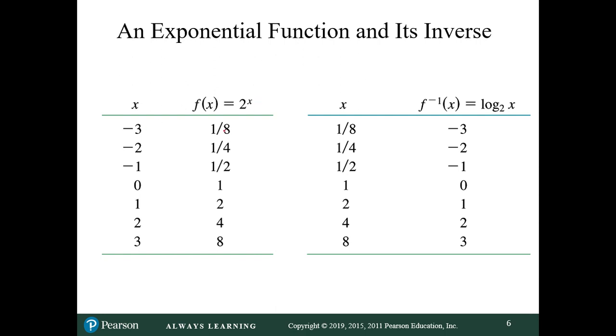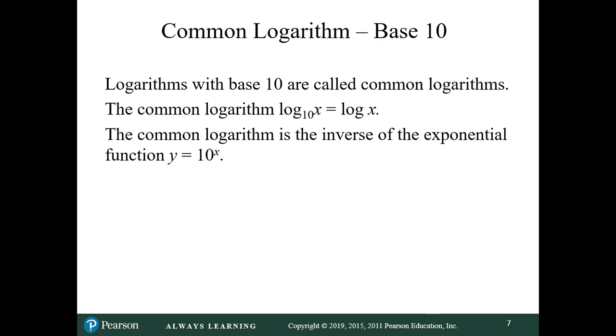So 2 to the negative third power is 1/8. 2 to the negative second is 1/4. 2 to the negative first is 1/2. 2 to the 0 is 1, and so on. So if you do log base 2 of x, it's the inverse of this. So log base 2 of 1/8 is -3. Log base 2 of 1/4 is -2. So these numbers just switch around, just like a normal inverse does.